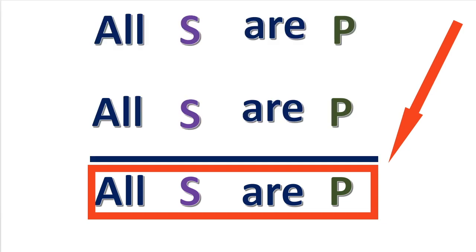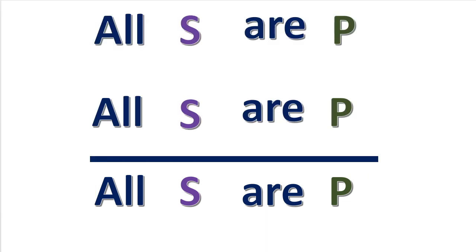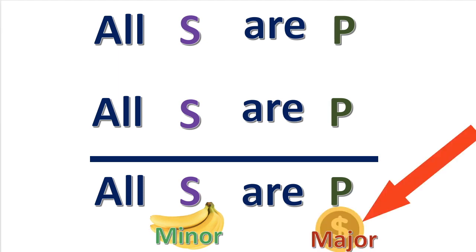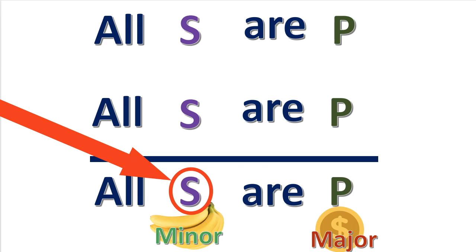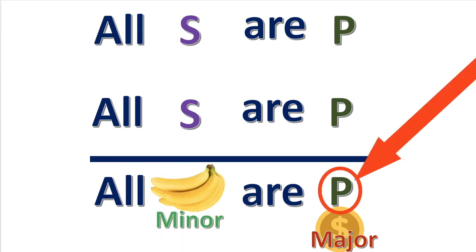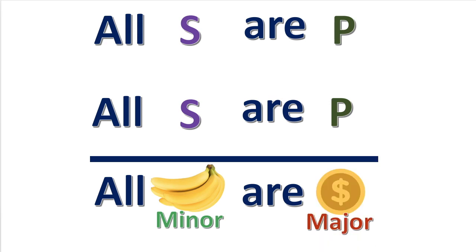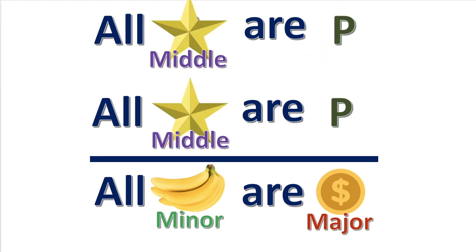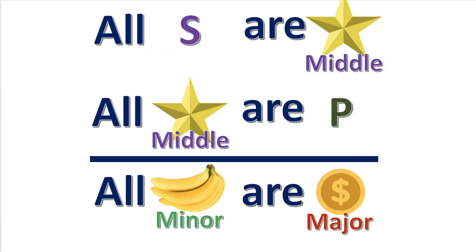The conclusion of the argument will always contain the minor term and the major term. The subject of the conclusion is called the minor term, and the predicate of the conclusion is the major term. The term that is repeated in the premises is called the middle term.